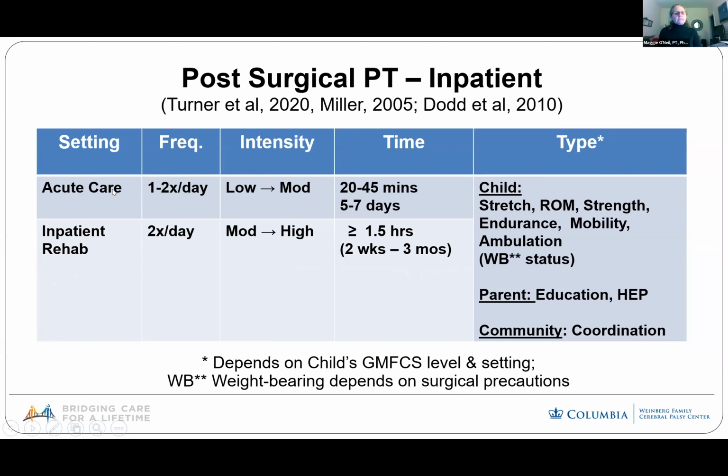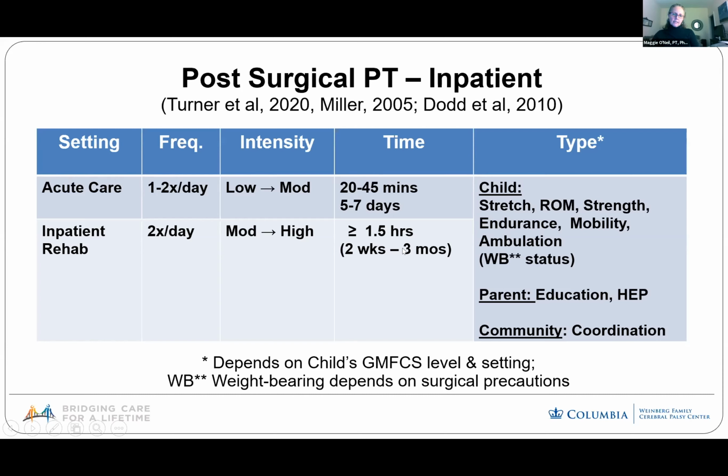So in inpatient setting, oftentimes, always the child will be seen in acute care and they may receive inpatient rehab. And we can see that frequency, intensity, time, and type of services are defined somewhat by the setting that they're in, by the precautions and how rigid or relaxed they are, and by the child's recovery. So that's going to inform how we dose the therapy session by using the FITT principles.